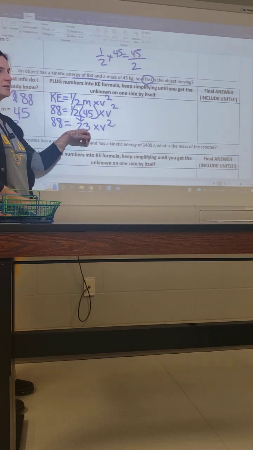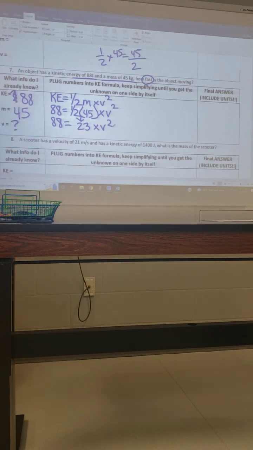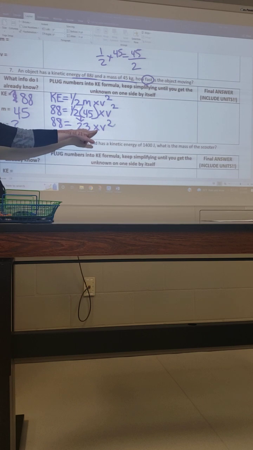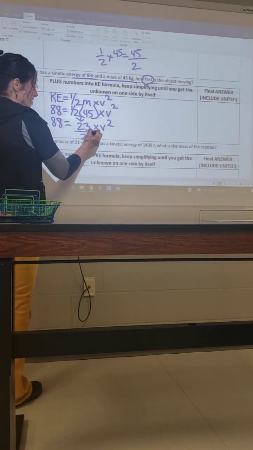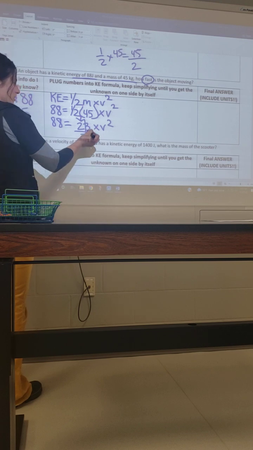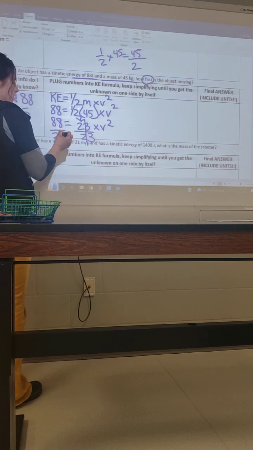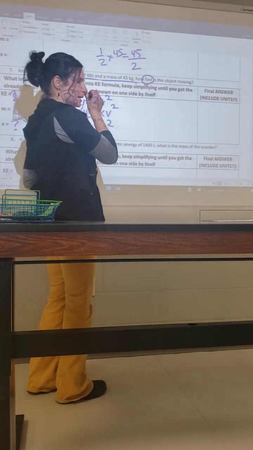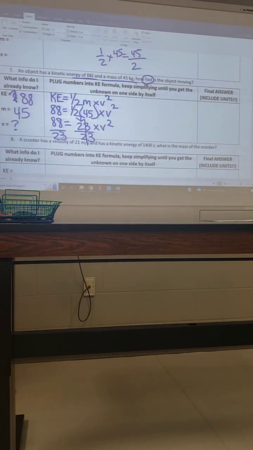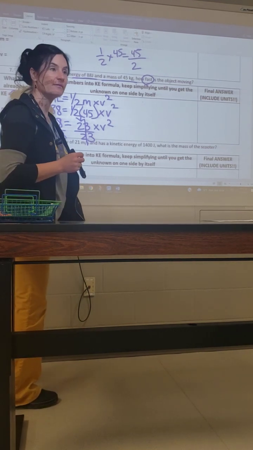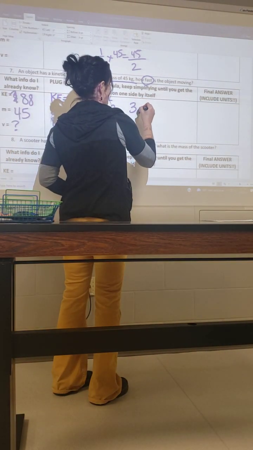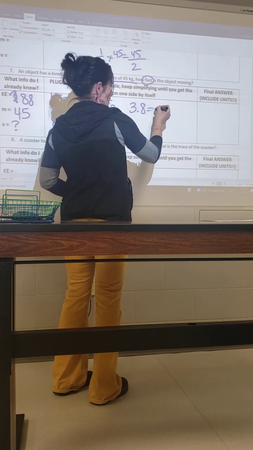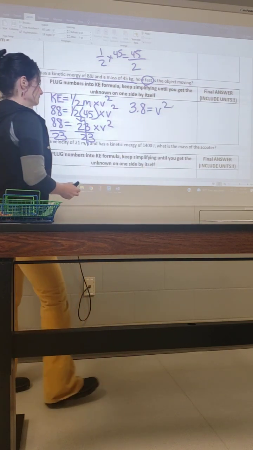And how are we going to get rid of the 23 over here? What do you think, Andy? What's this telling my 23 to do? Right, so what's going to be the inverse of that? Good. So to get rid of my 23, I divide both sides by 23. So that gets rid of it, and now I bring it over. And what is 88 divided by 23? Yeah. 3.82. Okay. So we'll just say 3.8, and that is equal to my v squared.